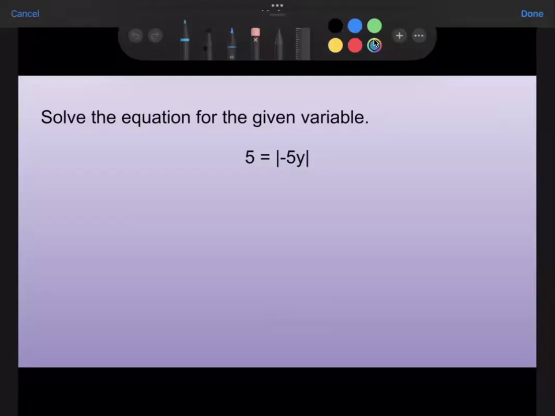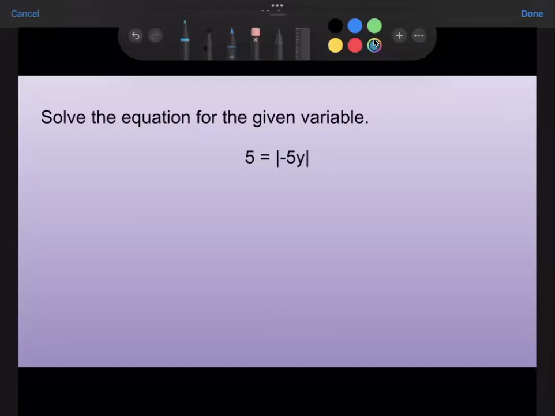Now, the key to this is that you want to get your equation to the point where you have only the absolute value and what's inside it on one side and a different number or expression on the other side. I call it isolating the absolute value. So on one side of the equation, you want only the absolute value and whatever's in between those two bars, and then the number or the expression on the other side. For this one, we're already at that point, so we can go ahead and solve it.